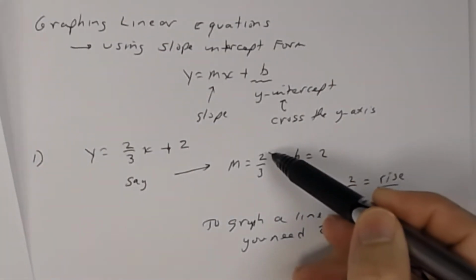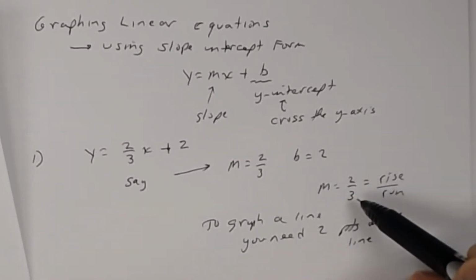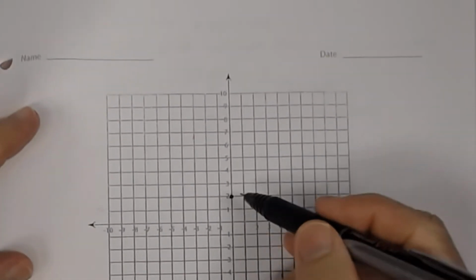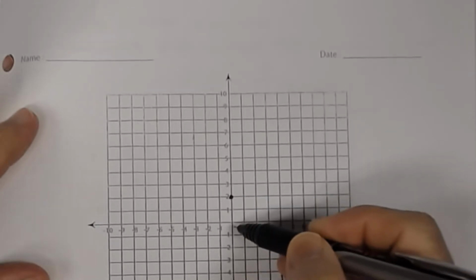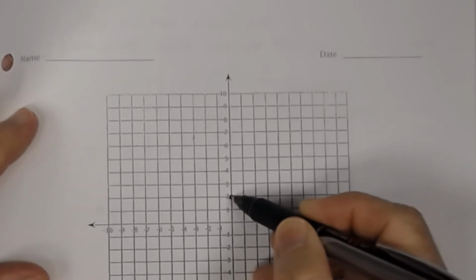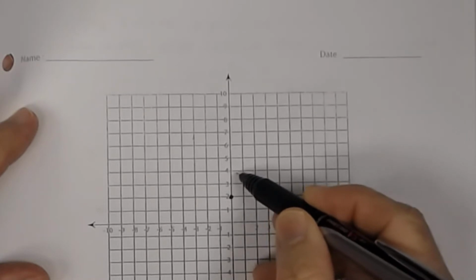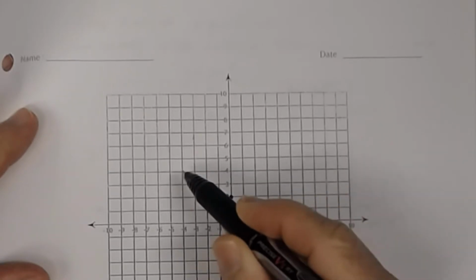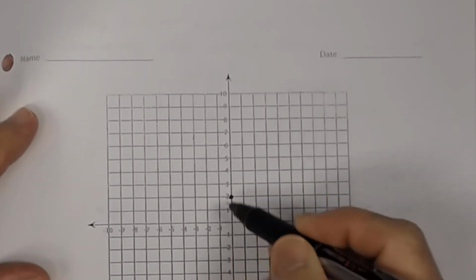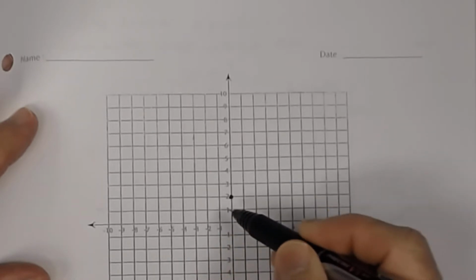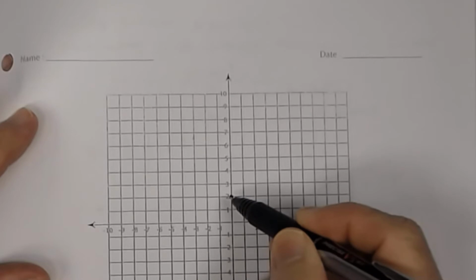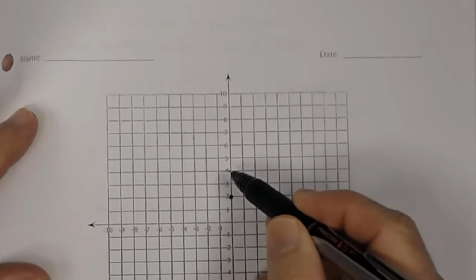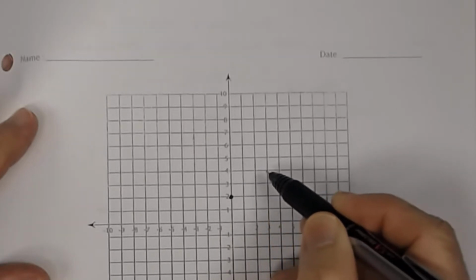Your rise is 2, your run is 3. They're both positive, so that's an easy kind to deal with. From the y-intercept, not the origin, you're going to go up 2 and to the right 3, because remember, rise over run. Rise means going vertical, run means going horizontal. My rise was +2, so you go up 2, 1, 2. My run's a +3, so you go to the right 3, 1, 2, 3, and there's your other point right here.